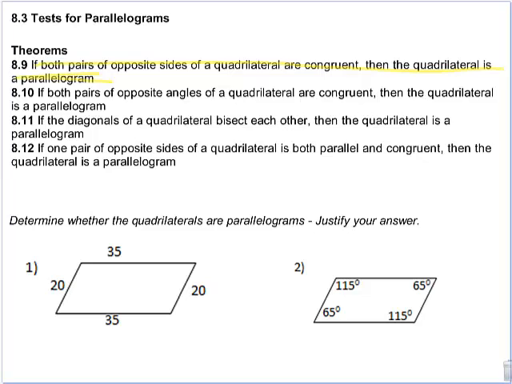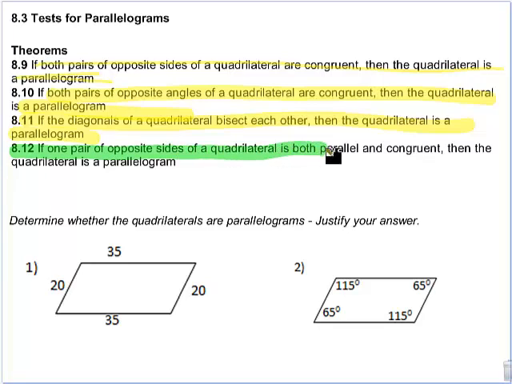Okay. So if both pairs of opposite sides of a quadrilateral are congruent, then we have a parallelogram. If both pairs of opposite angles are congruent, then we have a parallelogram. These were just theorems about parallelograms that we talked about yesterday. If the diagonals bisect each other, then it's a parallelogram. And this last one is the only one that is new-ish. It says if we just have one pair of opposite sides, and we know that that one pair is both parallel and congruent, then it's a parallelogram.